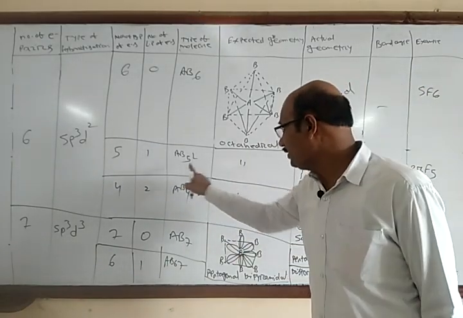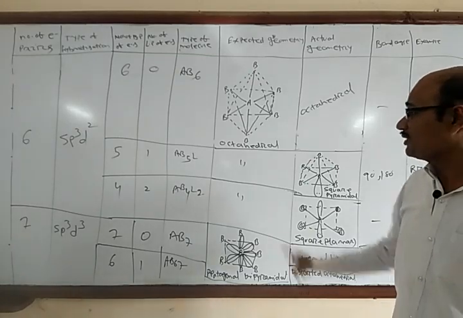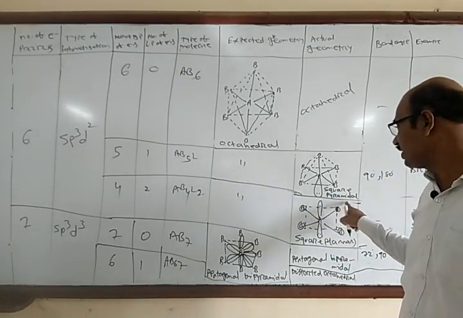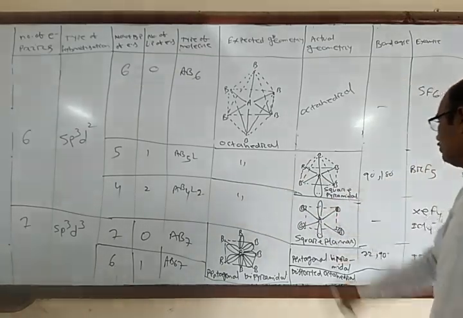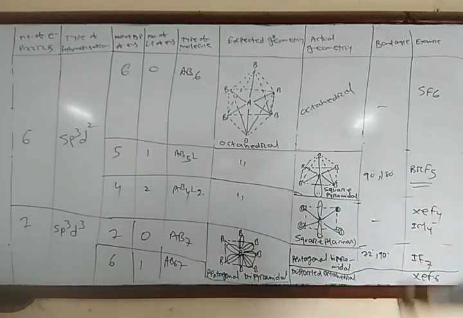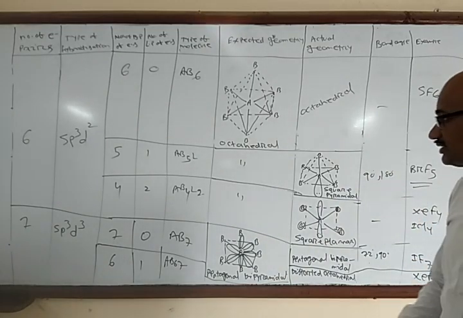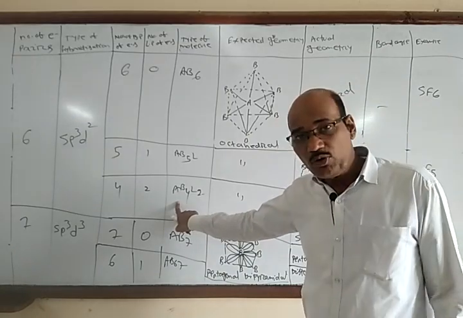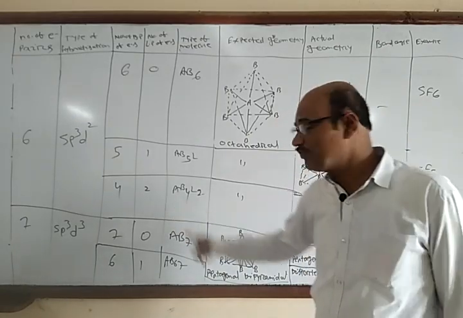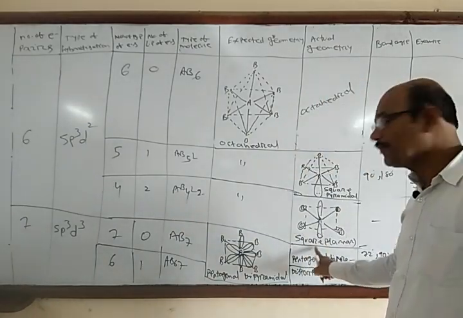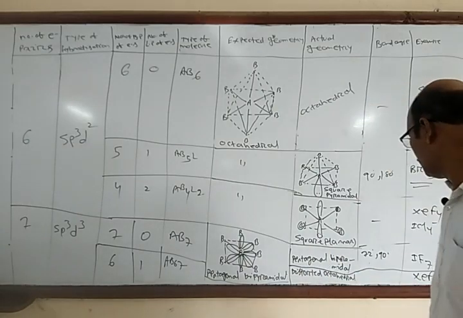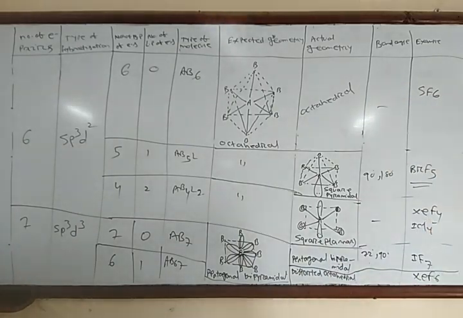When AB5L, we have expected octahedral, but actually what? Square pyramidal. This is the square pyramidal shape, and BrF5 is an example of this type of molecules. And when AB4L2, 4 bond pair, 2 lone pair, we have what? Square planar. Here we can take XeF4 as the example, and ICl4 minus.